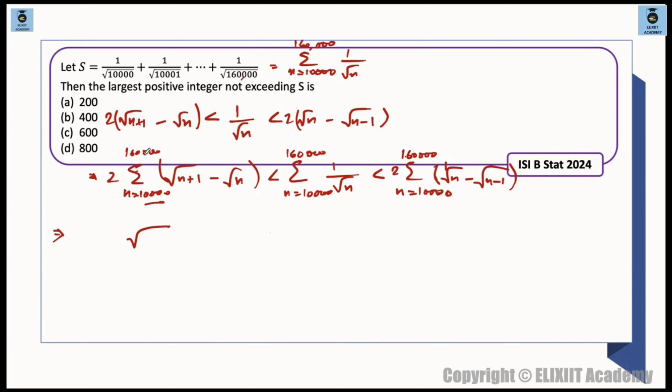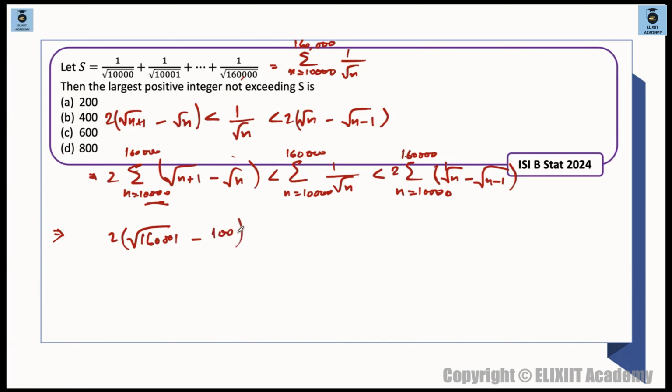once you put the final value, it will be 1,60,000, and 1,60,000 plus 1 will be 1,60,001, and minus square root of the second term. Second term is, put the value of n to be 10,000. So this will become square root of 10,000, which is 100. So what will be remaining? 2 times of square root of 1,60,001 and minus square root of 10,000, so I'm directly writing this to be 100.